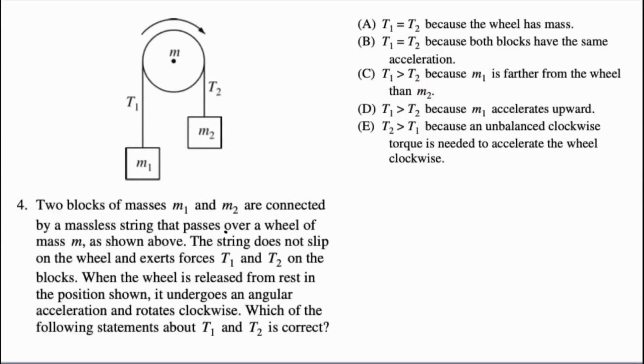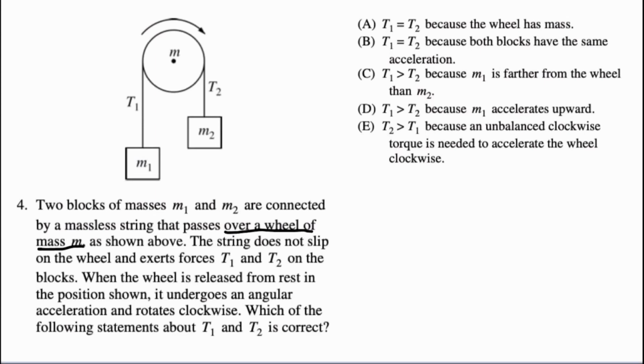Now, this might seem insignificant, this over a wheel of mass m, but because the wheel has mass, that means we're going to have some torque involved. So we have a string, the string does not slip on the wheel, and it exerts forces T1 and T2 on the blocks, presumably tension. When the wheel is released from rest in the position shown, it undergoes an angular acceleration and rotates clockwise. This basically confirms the torque idea that we had before.